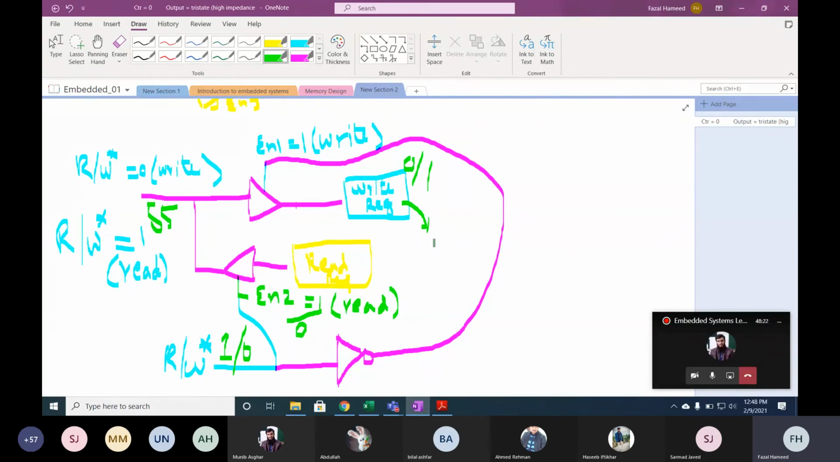Let's assume the size of the data is 16 bits, so how many tri-state buffers do we need? 16 multiplied by 2, 32. Because if the size of the bus is 16 bits, we need 16 tri-state buffers for the write operation and 16 tri-state buffers for the read operation. If the size of the bus is 32, we need 32 tri-state buffers for the read operation and 32 tri-state buffers for the write operation. Do you understand?